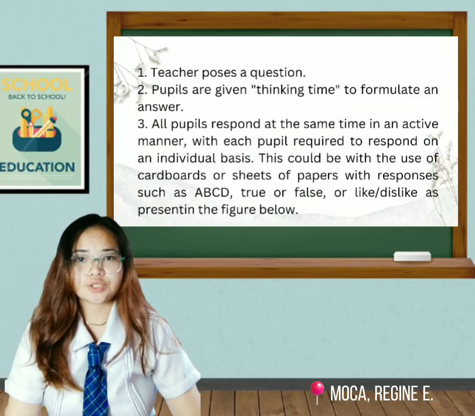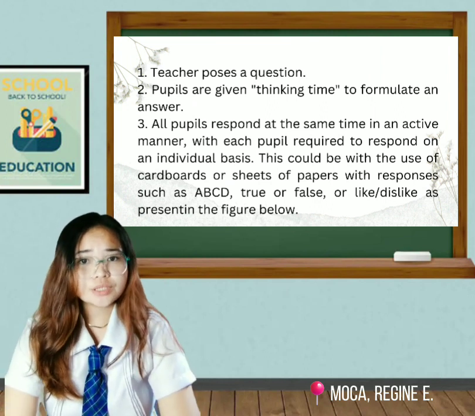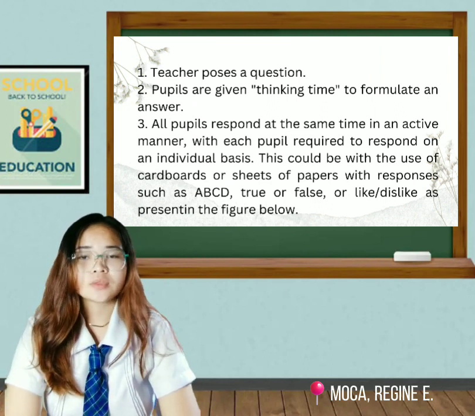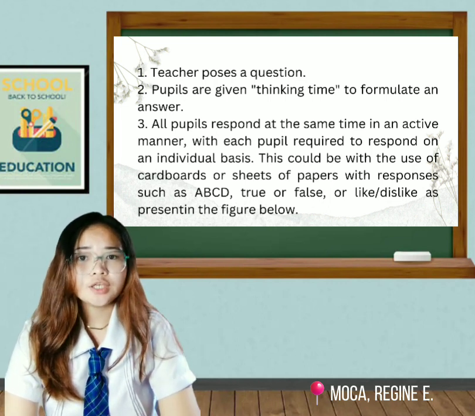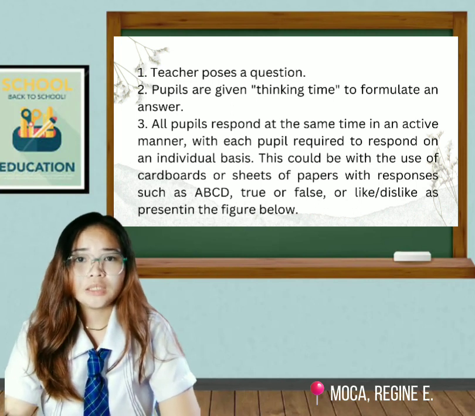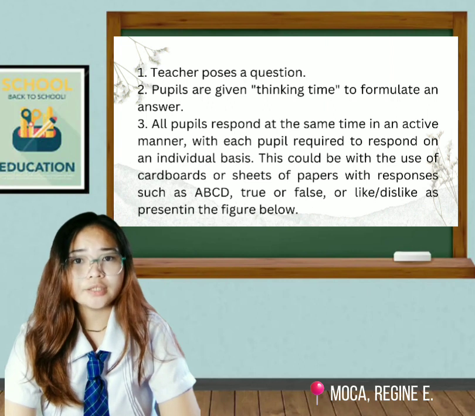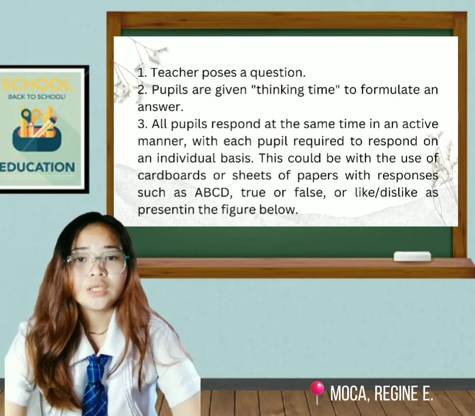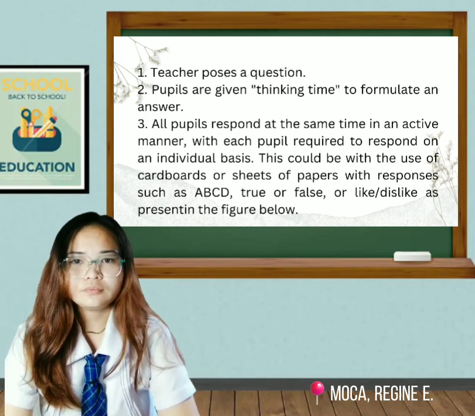Number 1, teacher poses a question. Teachers can pose questions to their students and the students can respond in real time. This helps teachers to track student understanding, increase engagement, and provide immediate feedback. It also allows teachers to monitor student progress and identify learning gaps. Number 2, pupils are given thinking time to formulate an answer.